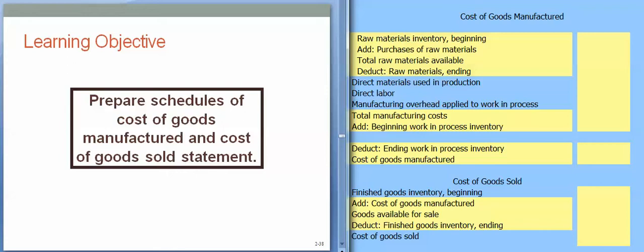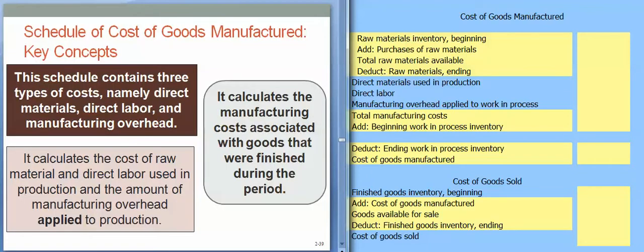We're going to prepare schedules of cost of goods manufactured and cost of goods sold. Keep in mind, our schedule of cost of goods manufactured includes three types of cost: direct material, direct labor, and manufacturing overhead. It calculates the cost of raw materials and direct labor used in production and the amount of manufacturing overhead that has been applied to production. And finally then, it calculates the manufacturing cost associated with any goods that were finished during the period of time.